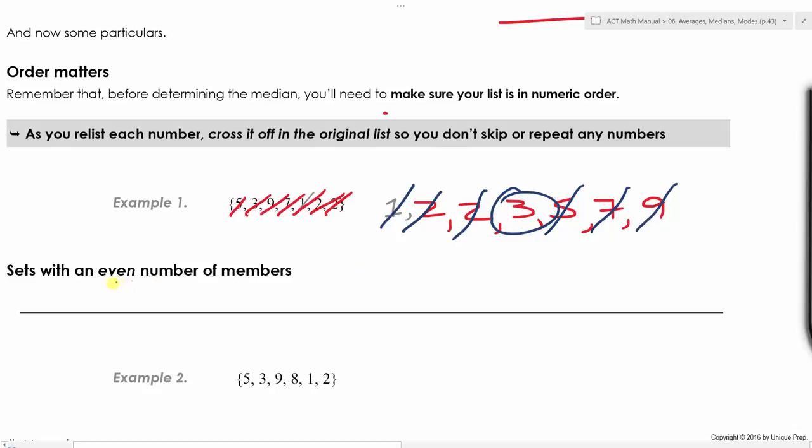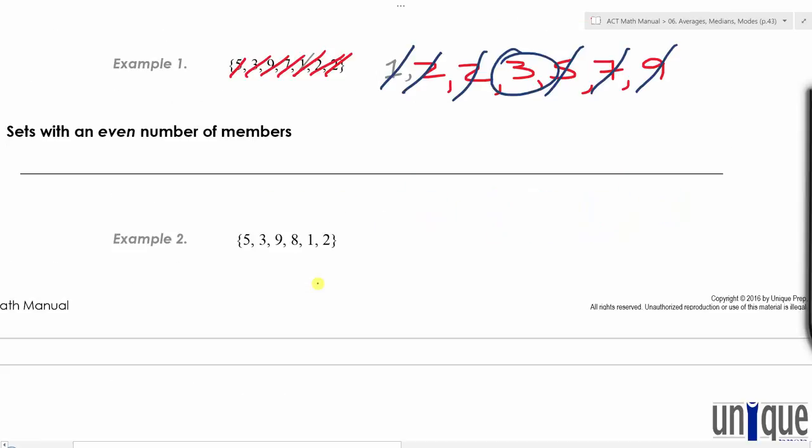Sets with an even number of members or elements. So if you have a set, as we do in example 2, that has 6 numbers, there's not going to be a middle number. So let's relist these. We'll list the 1, we'll cross it off. We'll list the 2, we'll cross it off. We'll list the 3, we'll cross it off. We'll list the 5, we'll cross it off. We'll list the 8 and the 9, and we'll cross those guys off too. So now when we do that end-to-end cross-off method, watch what happens.